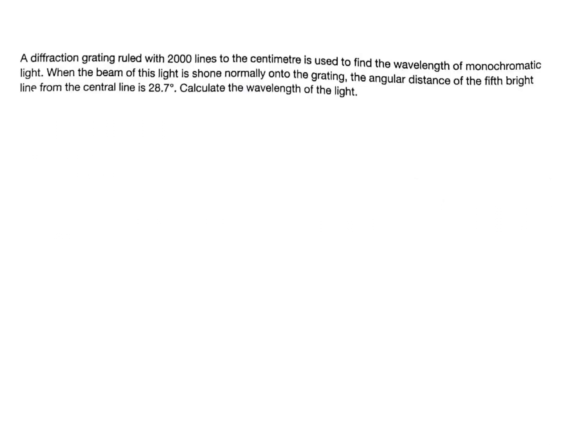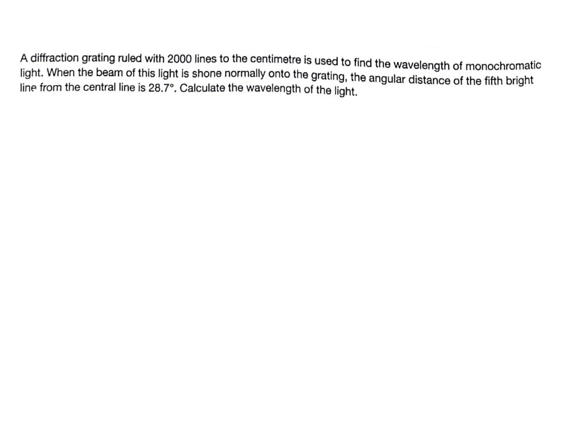So if we start with our first example, we've got a diffraction grating ruled with 2,000 lines to the centimeter. It's used to find the wavelength of monochromatic light. And when the beam of this light is shone normally, so at right angles onto the grating, the angular distance of the fifth bright line from the central line is 28.7 degrees. Calculate the wavelength of light.